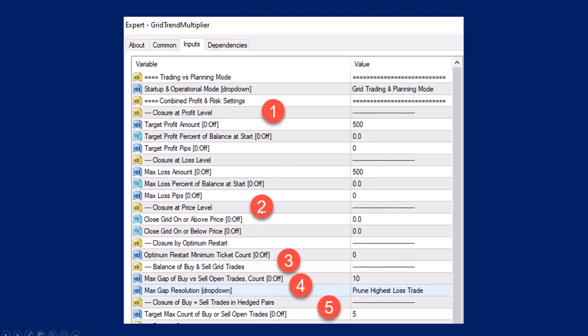The other pruning method is if you want to close the grid at a specific price level. You can specify the price at which the EA will close all deals, either above a certain price or below a certain price. And then we have the optimum restart method, and I'll go into that one in a little bit more detail. We also have the maximum gap between buy and sell method, and I'll show you that one in more detail. Then we have the hedged pair closing method. Okay, so let's look at the last three in a little bit more detail.